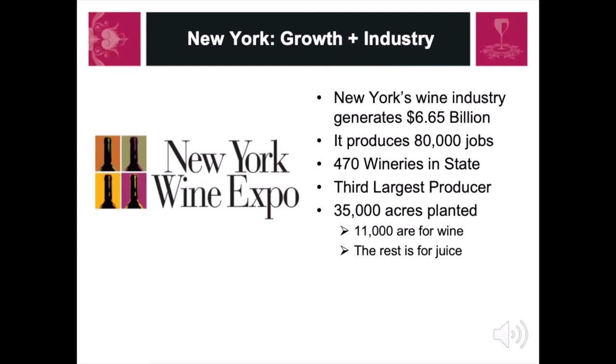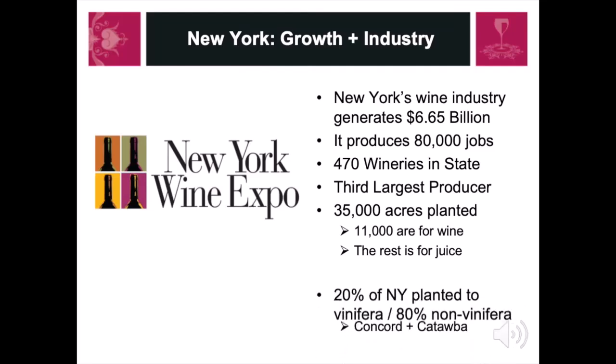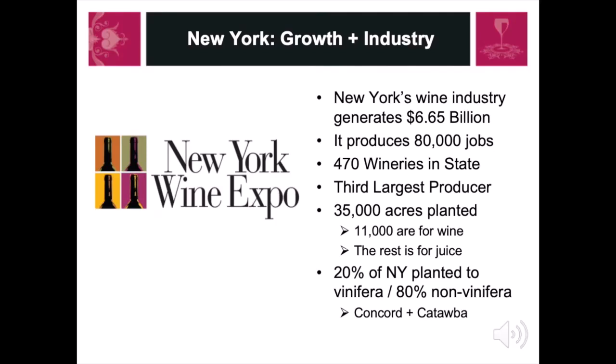And what's also interesting about that is the mix of vinifera and non-vinifera. There is far more non-vinifera throughout the state of New York than there is vinifera. So you have roughly 20% of New York vineyards planted to vinifera and approximately 80% to non-vinifera. So that speaks a lot to, again, the fruit, juice, and jelly industries. And by far the two most planted non-vinifera grapes are Concord. I'm sure you've maybe had Welch's Concord juice or jelly, and another grape called Catawba.